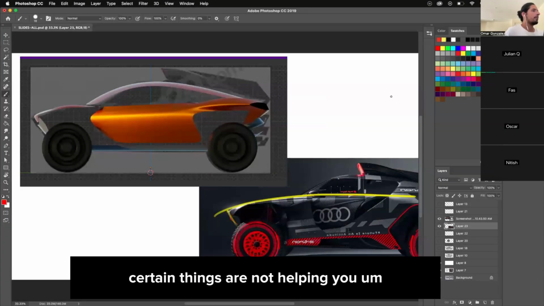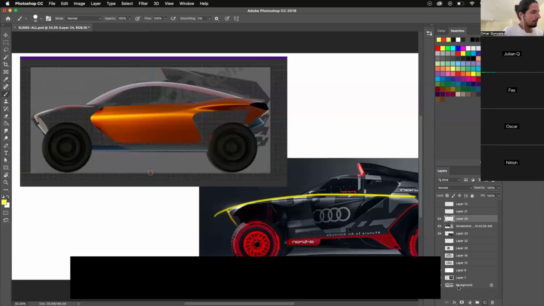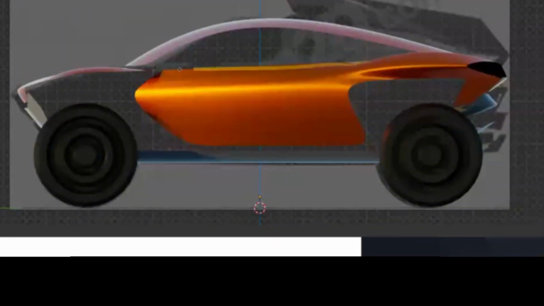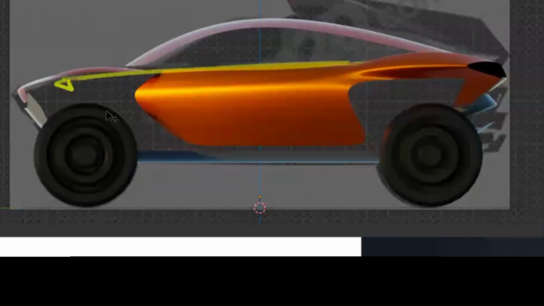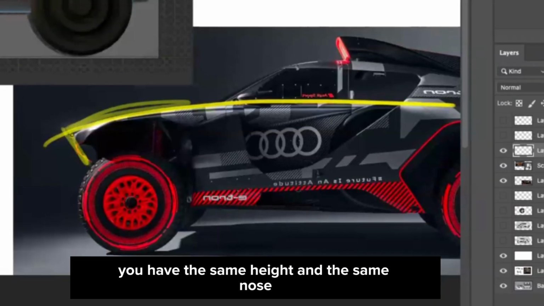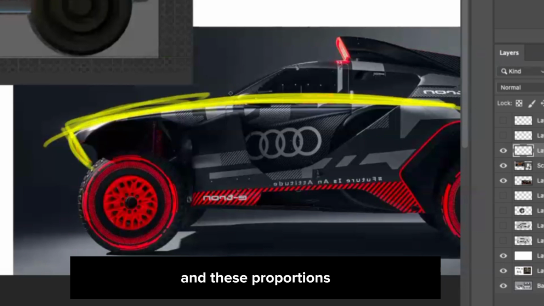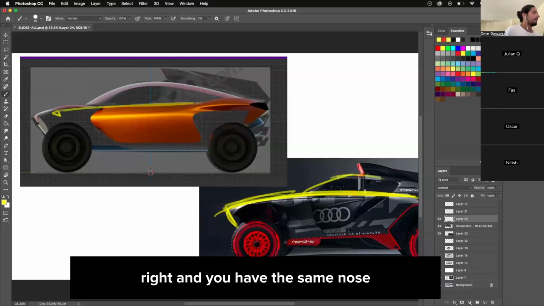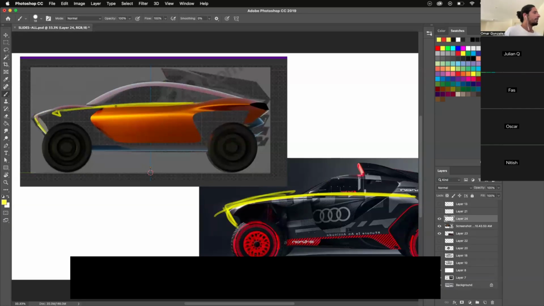Certain things are not helping you. As I said, look at this bed line, right? It's shooting this way. And that's why probably this nose, because it's almost like you have the same height and the same nose, but this nose is designed for this bed line and these proportions, right? And you have the same nose, but you have another car here where the bed line is shooting down, right?